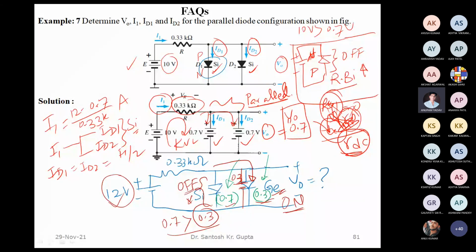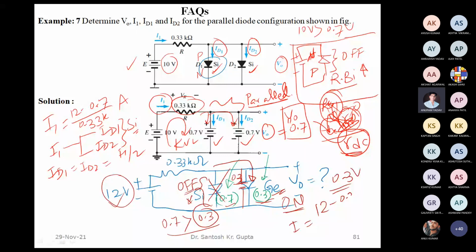Because of this, the silicon diode remains in the off condition, whereas the germanium diode starts conducting first. So it will appear as if the silicon diode is not present and the full current is flowing through the germanium. In such a case, the output voltage will be 0.3 volt and the current will be 12 minus 0.3 divided by 0.33.